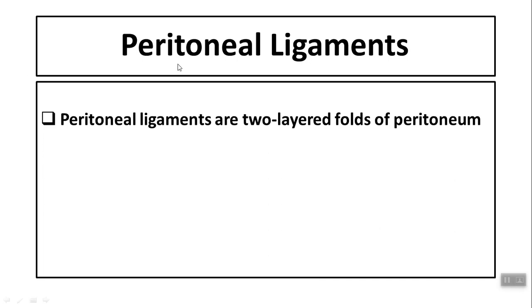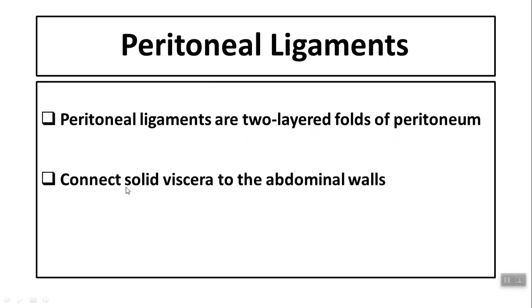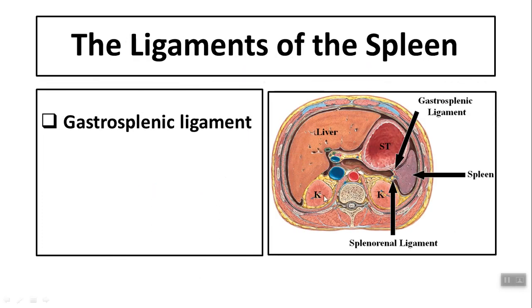Peritoneal ligaments are two-layered folds of peritoneum. They connect solid viscera to the abdominal walls. From its name, because it is a ligament, it will connect a solid viscus to the abdominal walls. From these ligaments, these are the ligaments of the spleen.